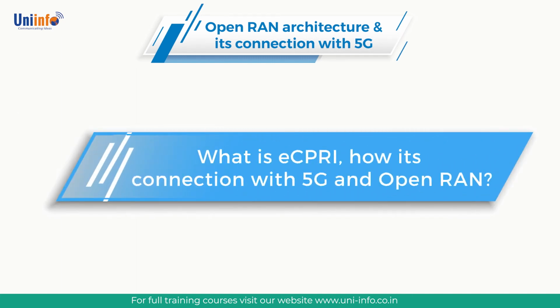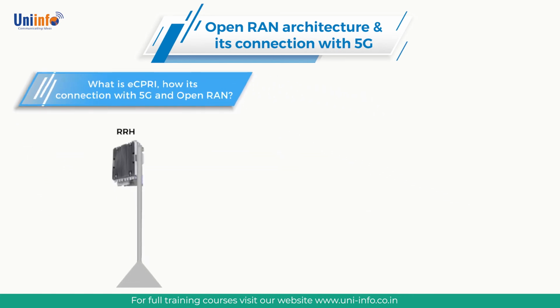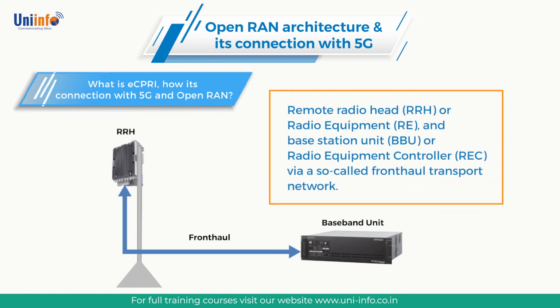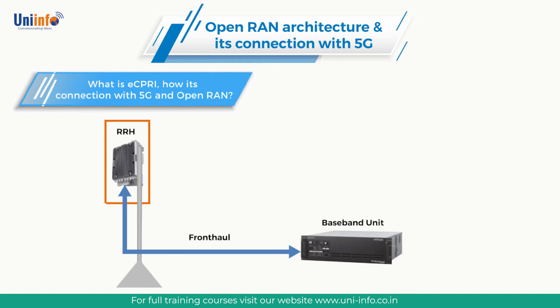Our next topic is what is eCPRI, and how it is connected with 5G and Open RAN. The Common Public Radio Interface, CPRI, is an industry cooperation aimed at defining publicly available specifications for the key internal interface of remote radio head or radio equipment and base station unit or radio equipment controller via a so-called fronthaul transport network. RRHs are distributed on the towers every few miles in cities and suburban areas. These RRHs have to be connected to baseband units sitting at centralized locations. The connection between the RRUs and the base station is often referred to as fronthaul.